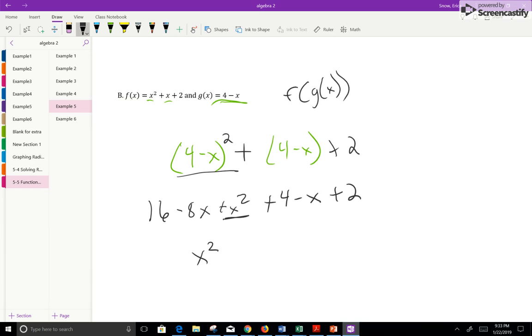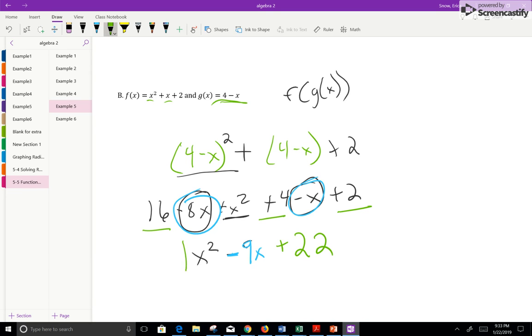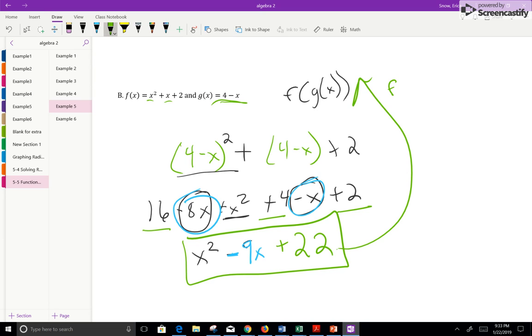So we have 1x squared, negative 8x, and negative x give us negative 9x. And then 16 plus 4 plus 2 is plus 22. And there is our final composite function that is f of g of x, or f of g, like that. Either way, f of g or f of g of x.